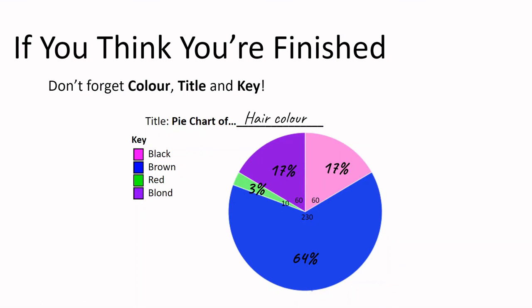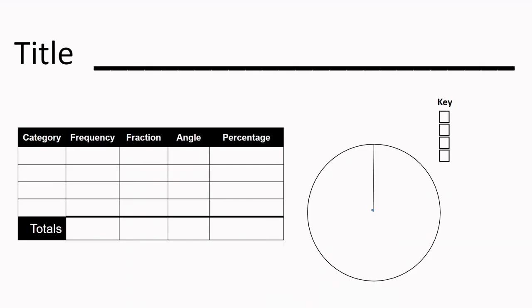In the meantime, I hope you now feel ready to draw your own pie charts. Here's a template I like to give my students to remind them that before you can draw your pie charts, you first need to perform all of your calculations. And that requires a frequency table. Make sure you extend your frequency table to work out the total frequency and use that total frequency to work out the fractions for each category, the angles, and the percentages.